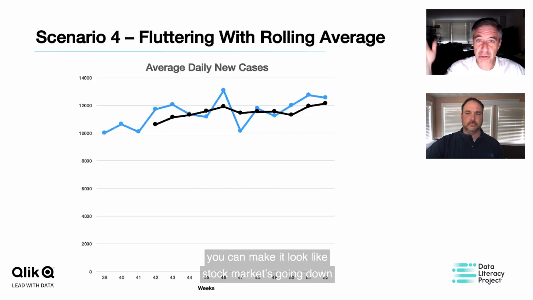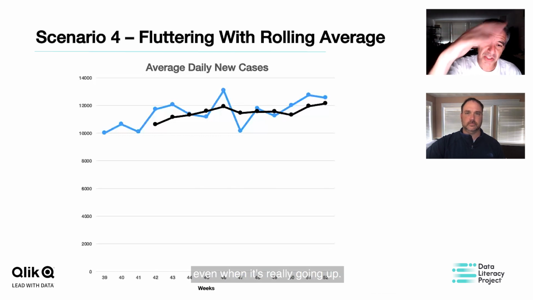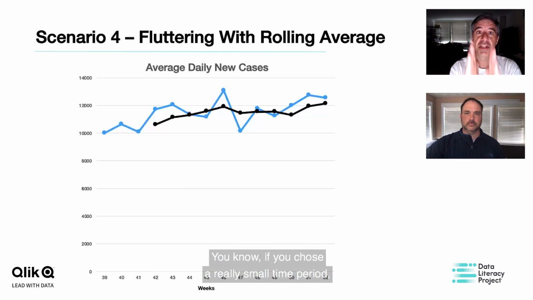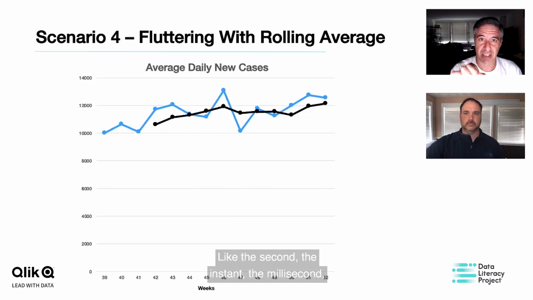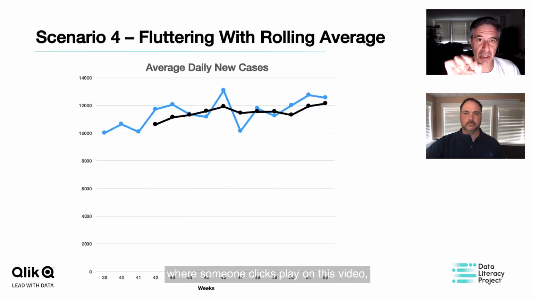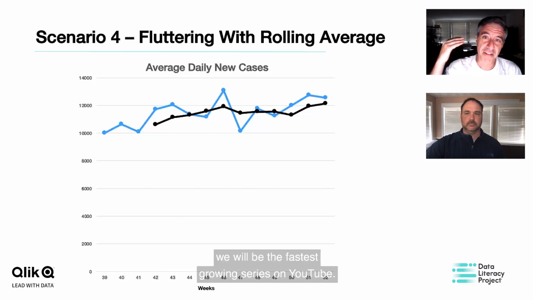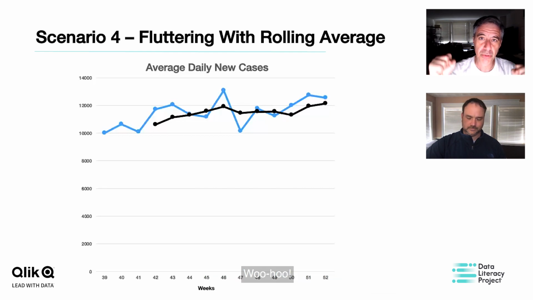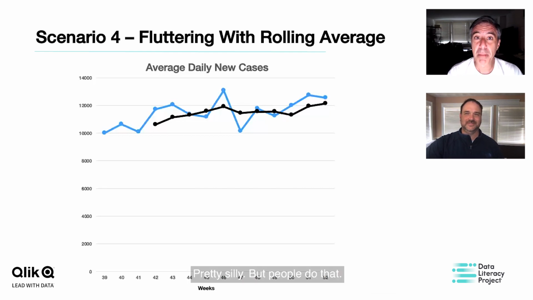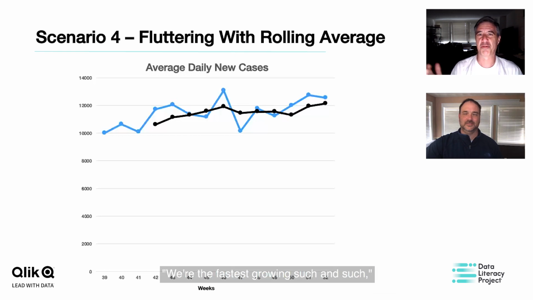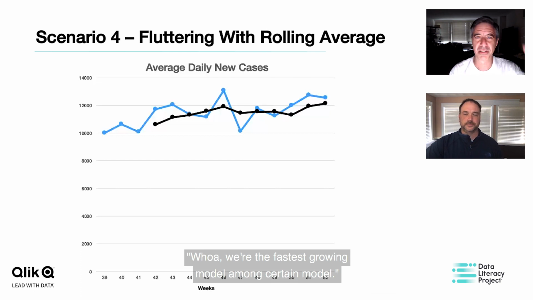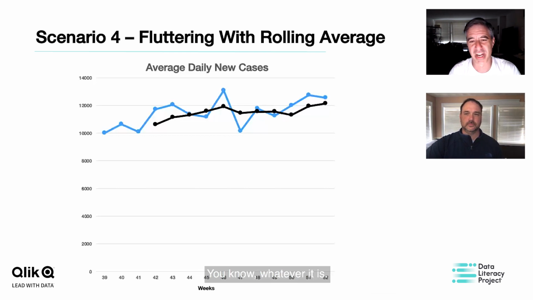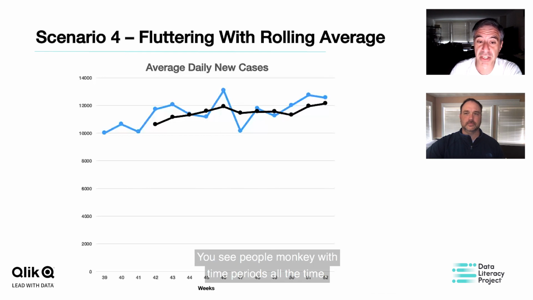Whatever time period you choose, like the stock market: unless you're at the highest ever, you can make it look like the stock market's going down even when it's really going up. If you choose a really small time period, you can say whatever you want. Like the second, the millisecond where someone clicks play on this video, we will be the fastest growing series on YouTube. Woohoo! Pretty silly. But people do that. You see that with the phone companies where they're like, we're the fastest growing such and such, or some sort of V8 truck. Like, whoa, we're the fastest growing model among certain models. You see people monkey with time periods all the time.